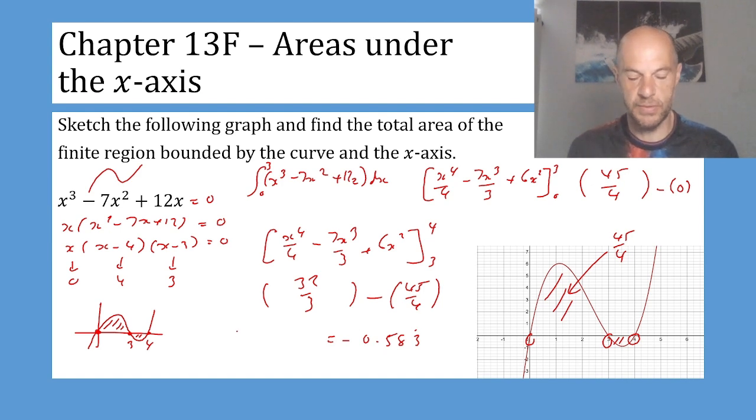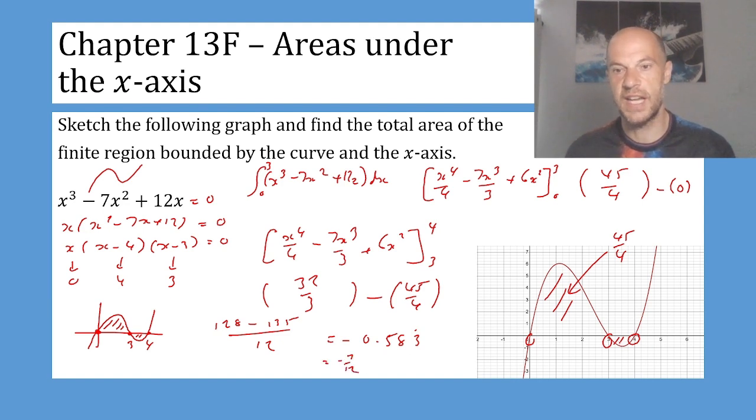I mean, we could work it out as a fraction. So let's just do 32 times 4, which is 128. Take away 3 times 45, which is 135. Over 3 fours are 12. And 128 take away 135 and divide that by 12, I'm getting negative 7/12. Okay.